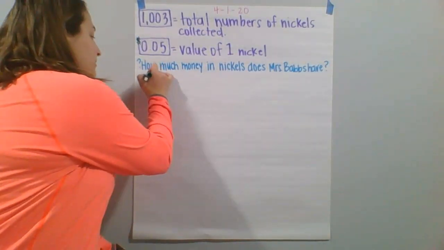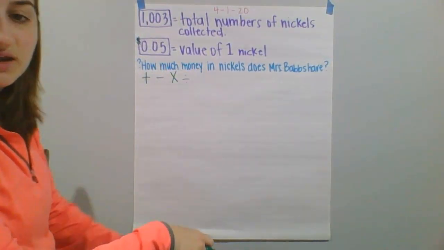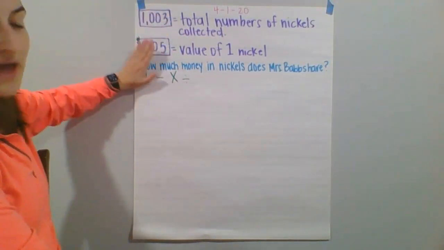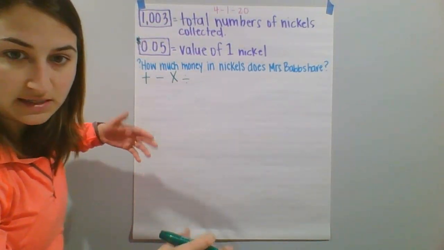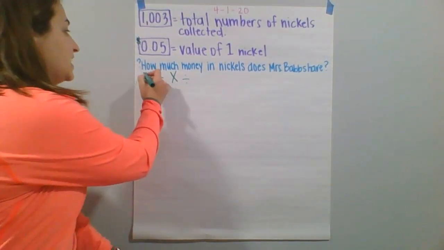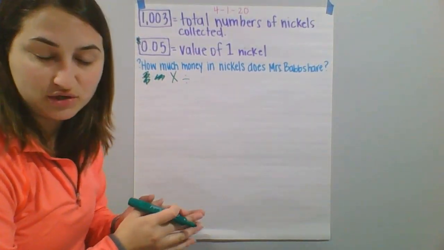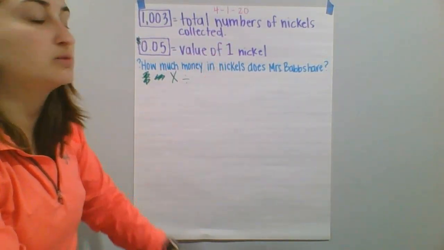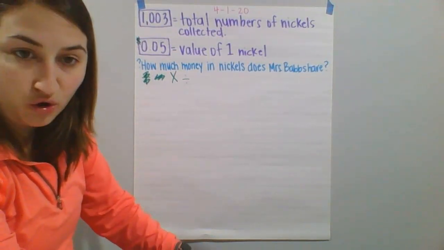So we have our four operations: addition, subtraction, multiplication, and division. I want you to think, first off, we have nickels and we have money. So we know we have two different units. When we have two different units, we automatically know that we can eliminate addition and subtraction because I cannot add or subtract two things together that are completely different. I can't take an apple and subtract an orange from it. It just doesn't work.